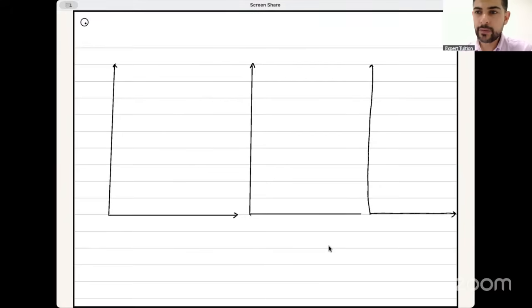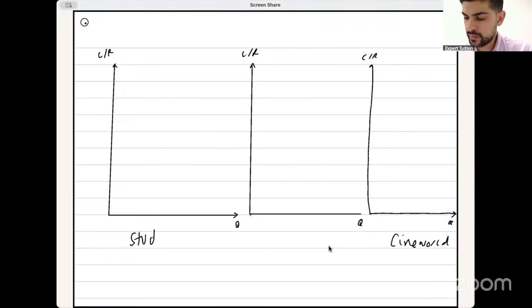And I'm going to do it from the perspective of the specimen paper, where it was about a cinema called Cineworld. Yeah. So over here, this is cost slash revenue, cost slash revenue, cost slash revenue, quantity, quantity, quantity. Okay. So Cineworld are going to be over here. And then we've got the two sub-markets. So students over here and then adults over here.